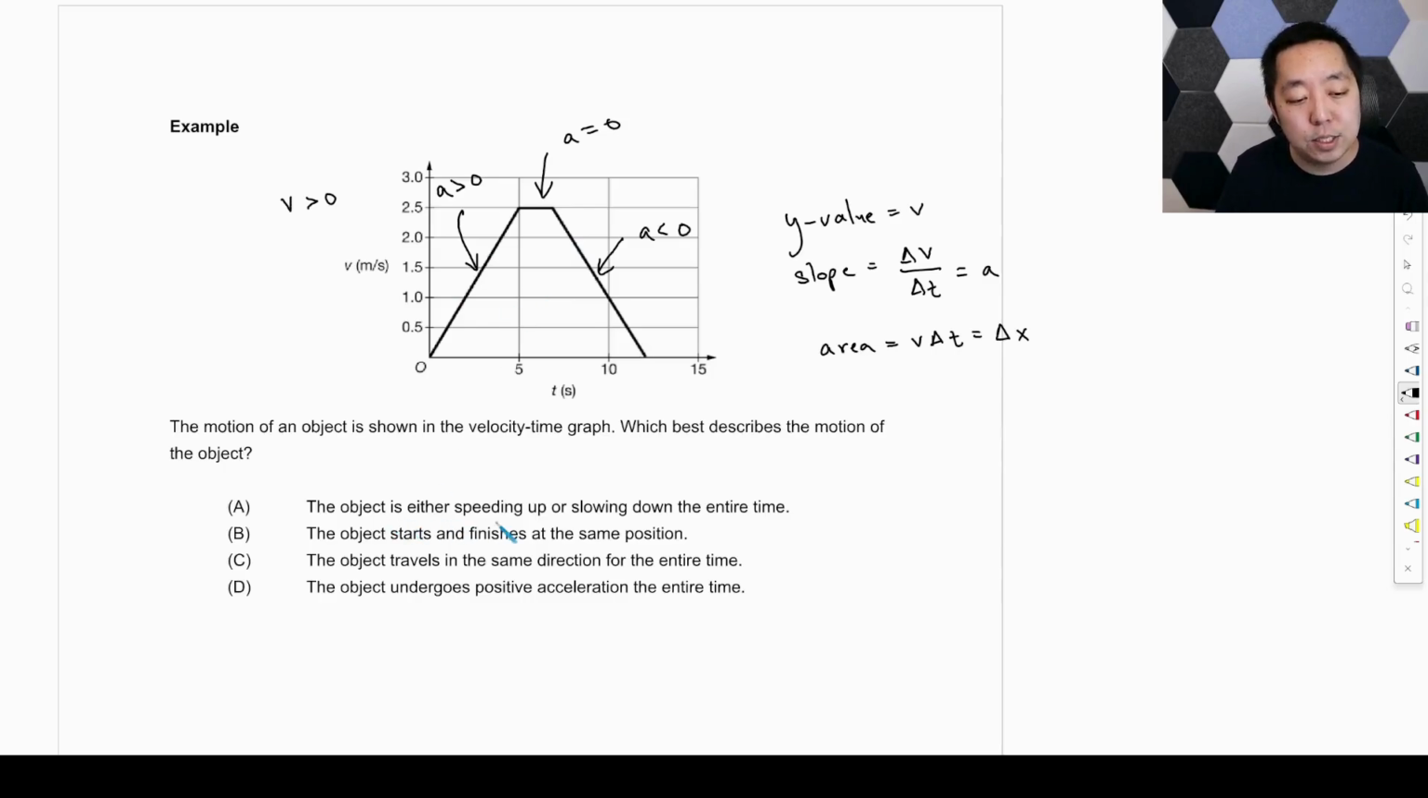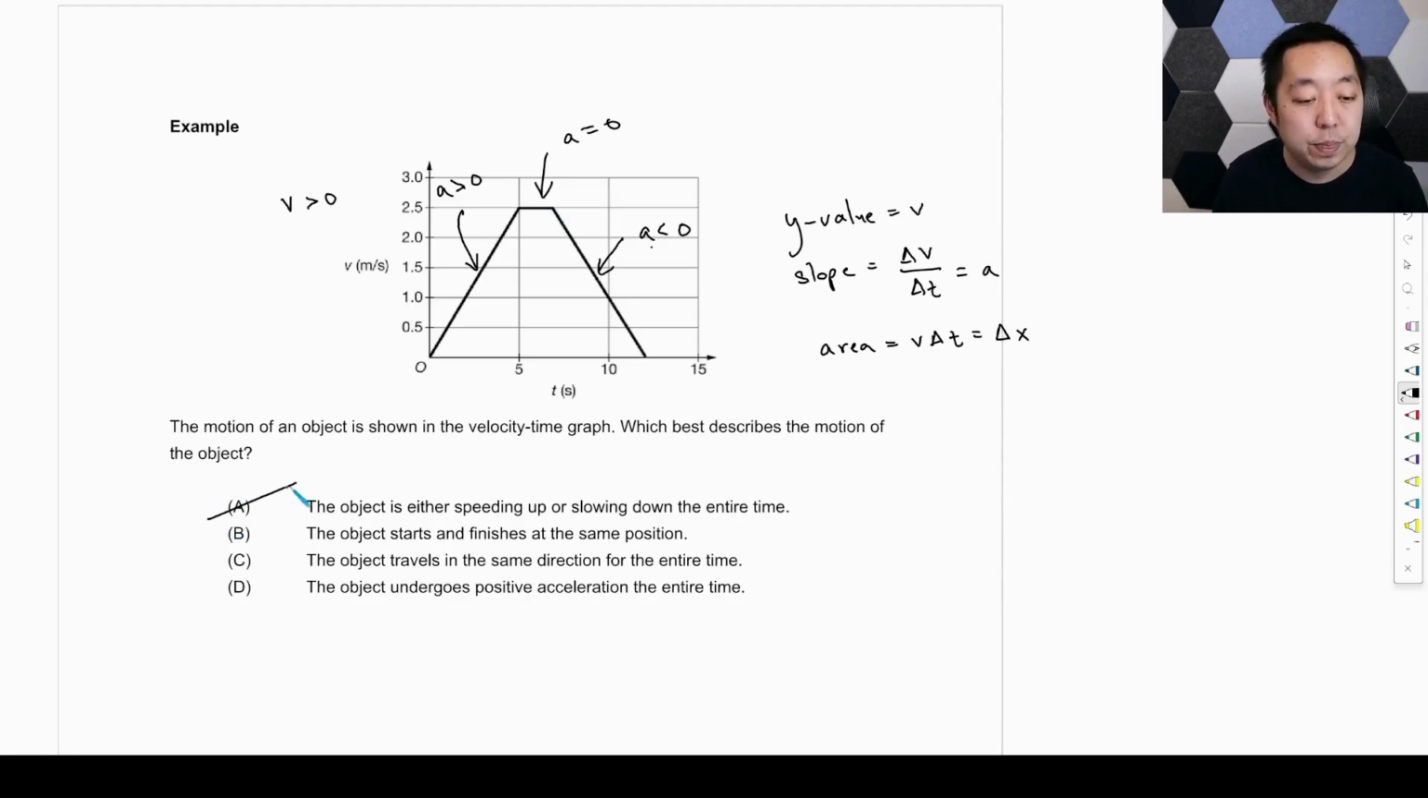So the object is either speeding up or slowing down the entire time. This is not true because there's a time where the acceleration is 0, so it's not speeding up or slowing down. It's speeding up here because the velocity and acceleration have the same sign. It's slowing down here because the velocity and acceleration have opposite signs. But right in this window, the acceleration is 0, so it's not speeding up or slowing down.